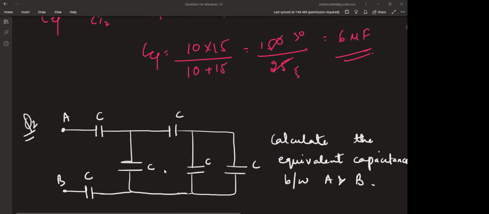Class, note down this question. At least try this once by yourself. Then I'll discuss it right now, but at least you people should try it once.